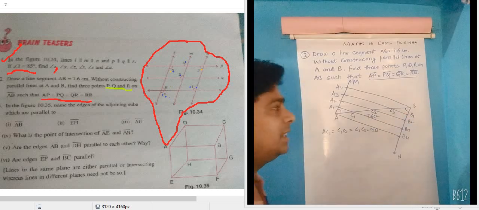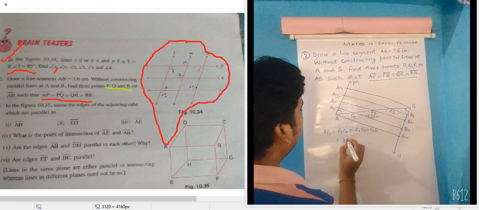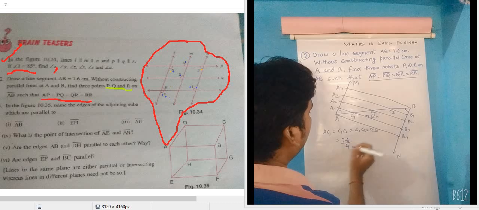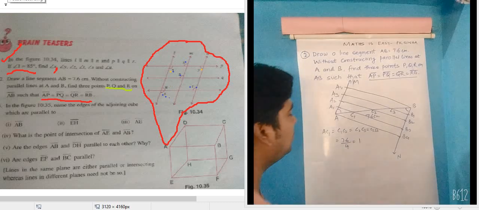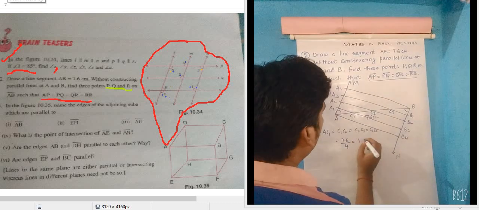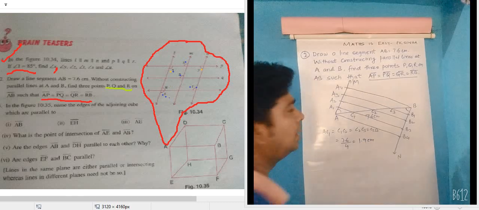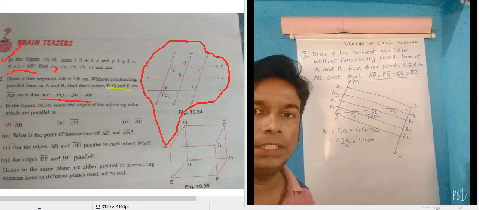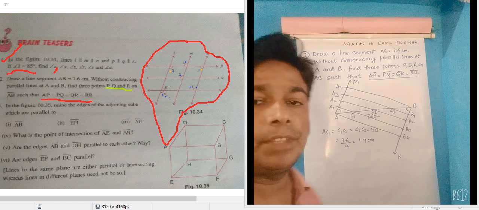These are 4 equal parts, and what will be their measurement when we divide 7.6 by 4? 4 1 time 4, 1.9 centimeter each you will get. Okay, so we will see the next question.